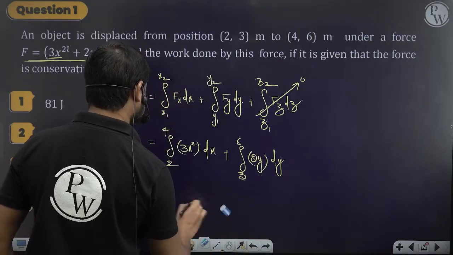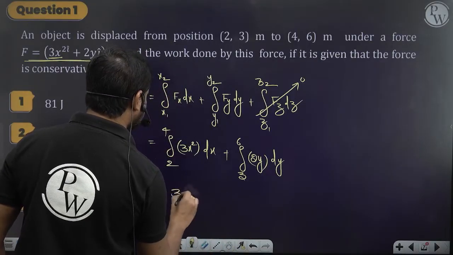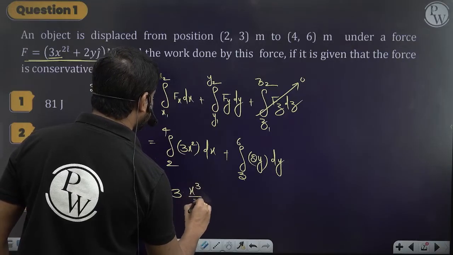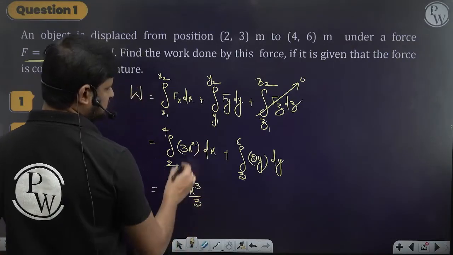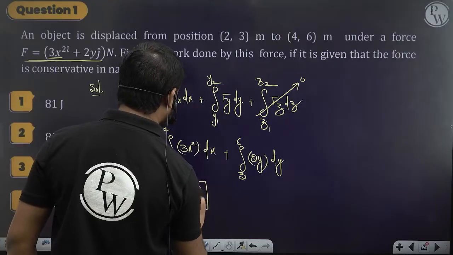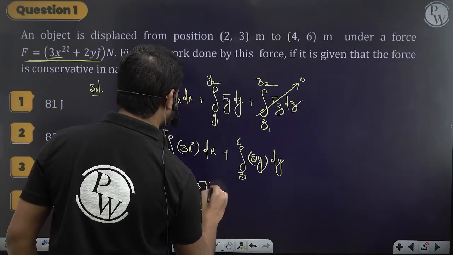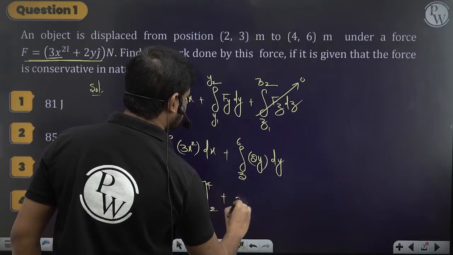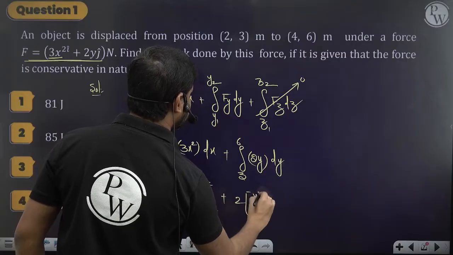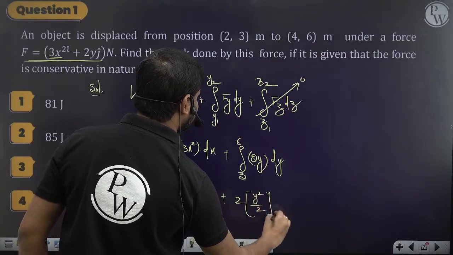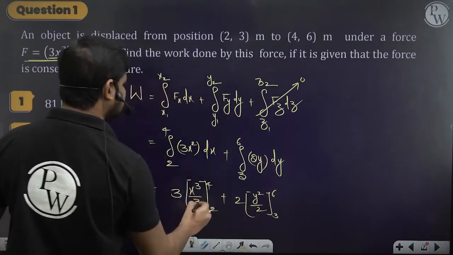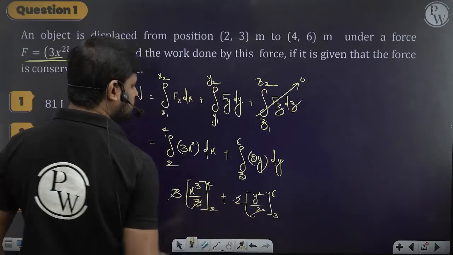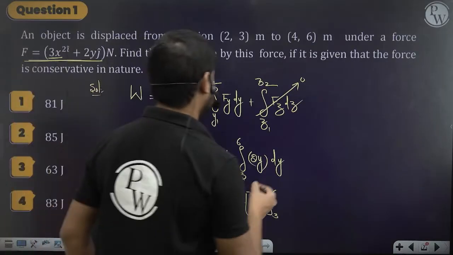Sorry, my bad, guys. So 3 into here it's going to be x cube by 3. Yes or no? So it's going to be x cube by 3 from where to where? 2 to 4. So plus, 2 common, so here y square by 2, from 3 to 6. So you can take out this 3 common, cancel. You can take out this 2 common, constant.